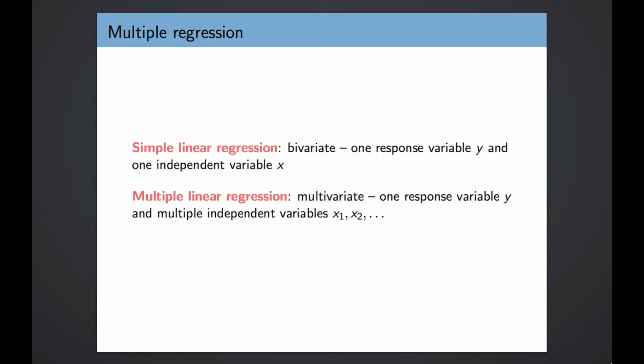So just to recap, the simple linear regression approach is a bivariate approach. It allows us to take into account two variables, one independent variable and one dependent variable. Multiple linear regression is a multivariate approach. It's going to allow us to take into account still just one dependent variable, y, but multiple independent variables, so x1, x2, and so on.